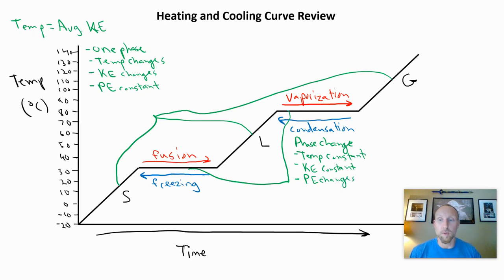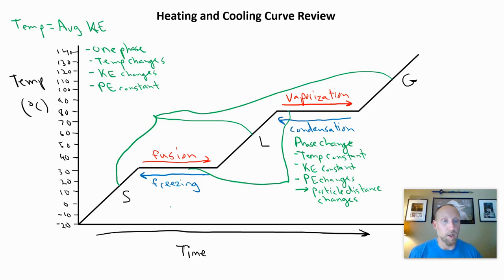Now, what's your PE doing? Well, it depends which way we're going, and we'll talk about that. But why is our potential energy changing? Because our particle distance changes, right? That's what's happening when we're going through a phase change. The distance between the particles is changing, all right?